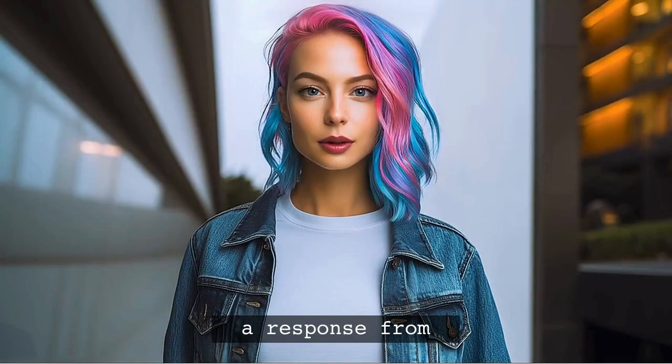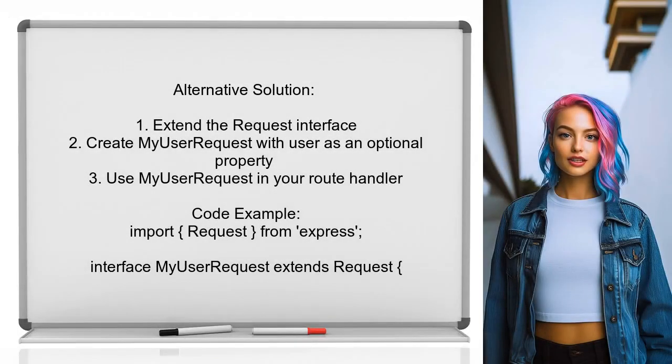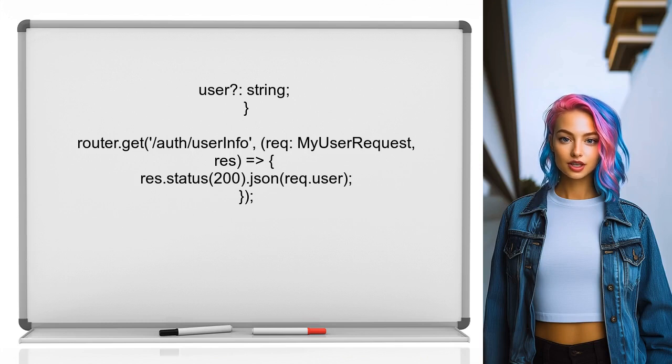Now let's see a response from a different user. An alternative solution involves extending the request interface. This user suggests creating a new interface called MyUserRequest that includes an optional user property. By using a question mark, you can avoid the error when accessing req.user.